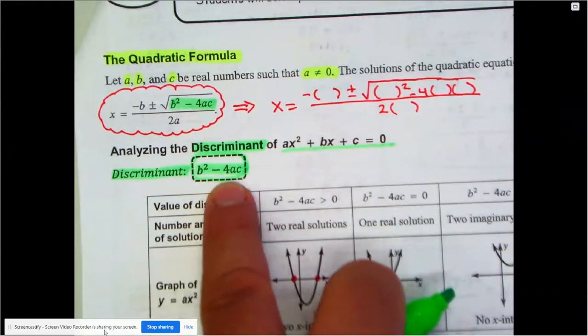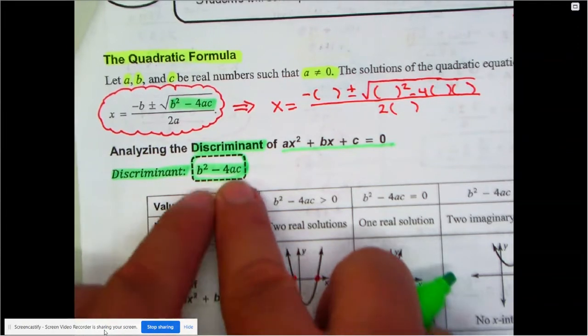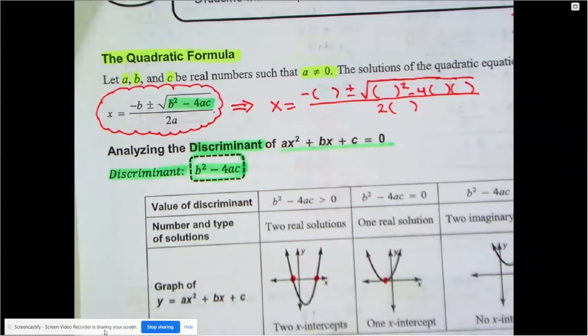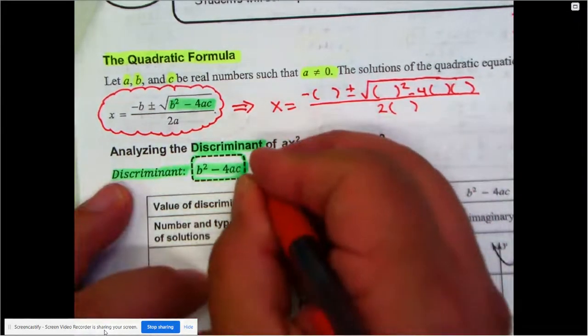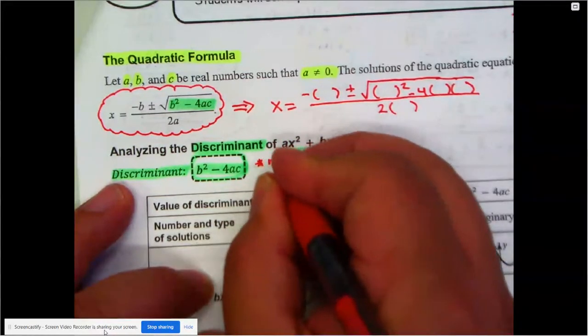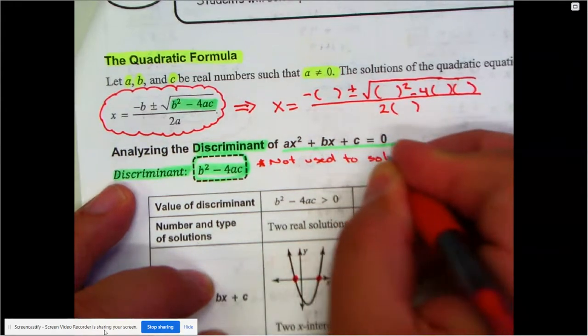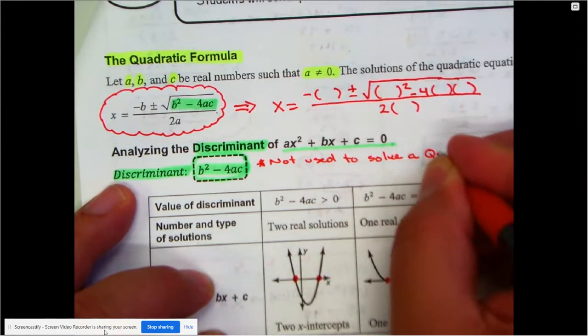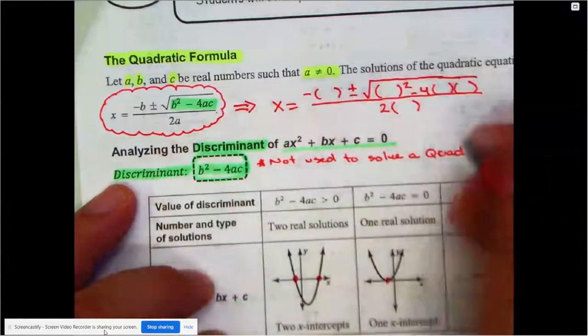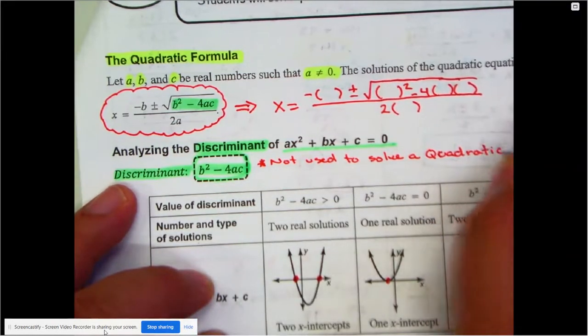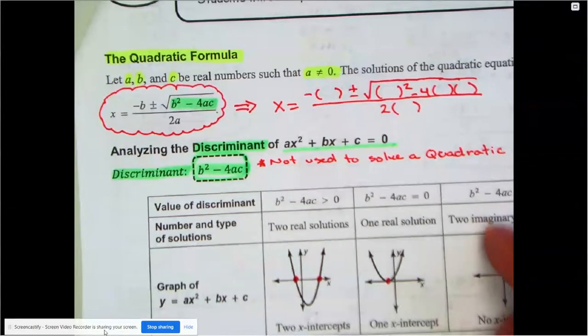Notice how the discriminant is only used for analyzing. There's no x equals b squared minus 4ac, because this is not going to give me a solution. It will do something for us, though. It will tell me how many solutions I'll have and what type of solution I'll have. But that's the one thing to remember. The discriminant is not used to solve a quadratic. We use it for other things, again, we use it for analyzing. But the answer that I get from it is not the solution to the problem yet.